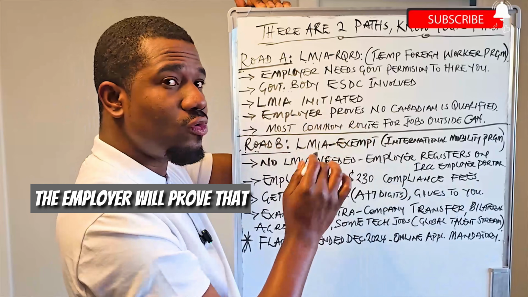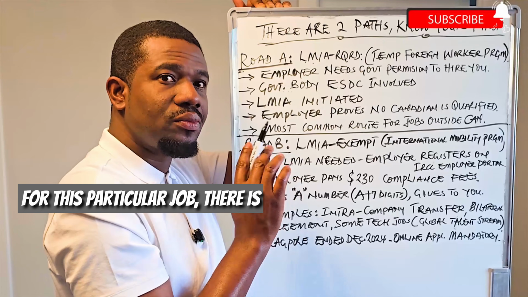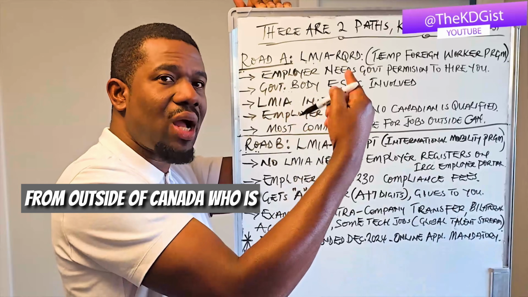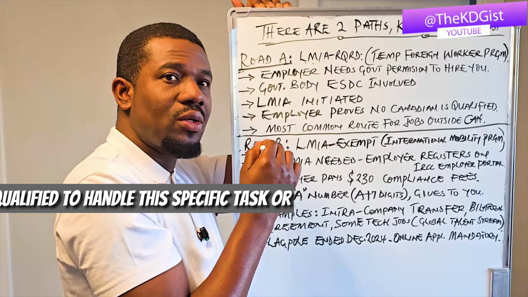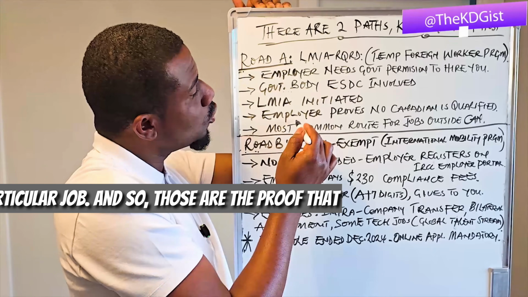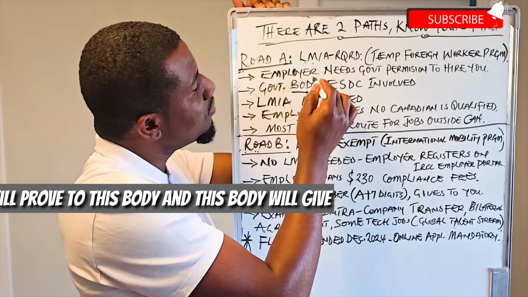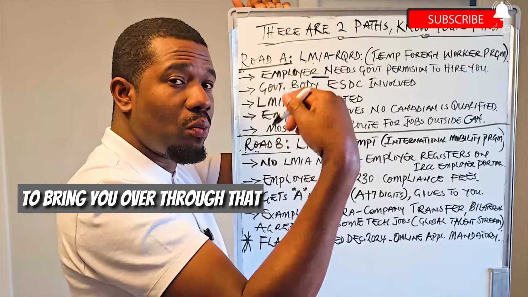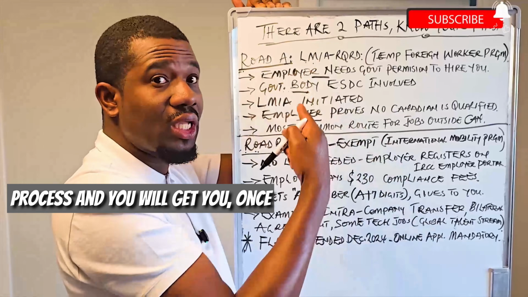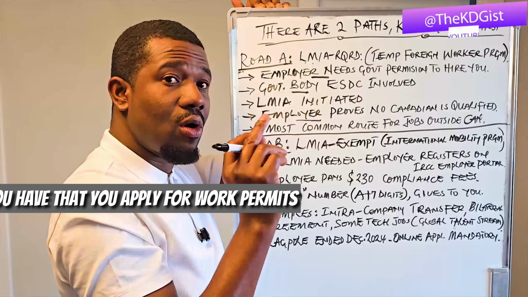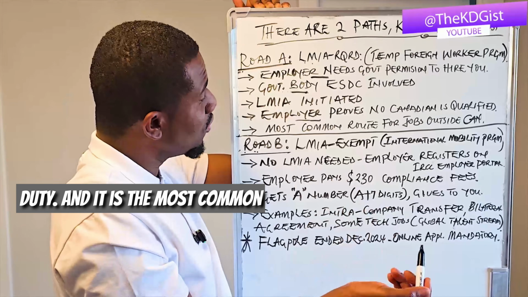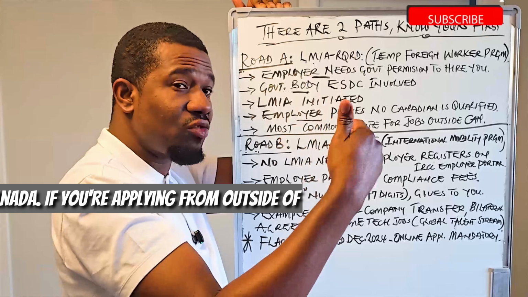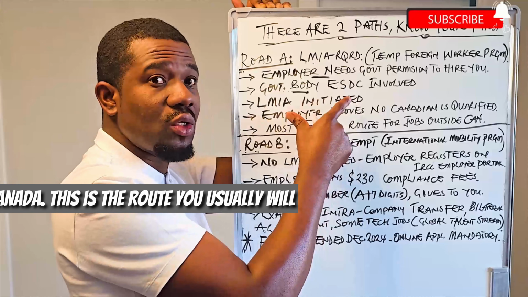The employer will prove that for this particular job, there is nobody qualified in Canada to be hired for this position, so we need to hire someone from outside of Canada who is qualified to handle this specific task. They prove this to this body, and this body will give them approval. Once they get the approval, they will be able to bring you over through that process, and you apply for a work permit and come over to Canada to perform the duty. It is the most common route for jobs from outside of Canada. If you're applying from outside of Canada, this is the route you usually will take.